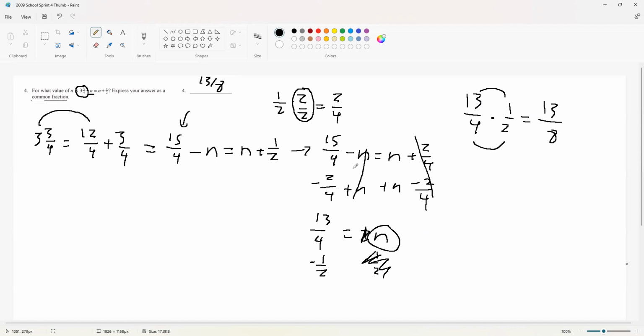Again, like we said earlier, make sure that you do not write the n in your final answer. And since it asks for the final answer as a common fraction, we're going to leave it as an improper fraction and not a mixed number. If they want a mixed number, they will specify.